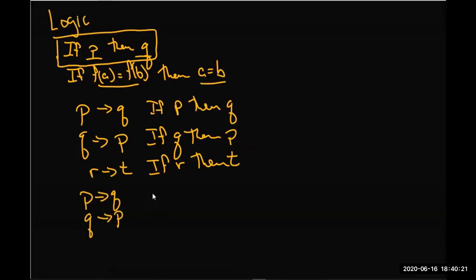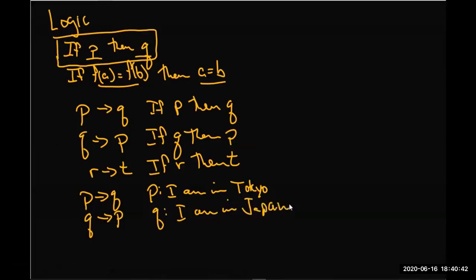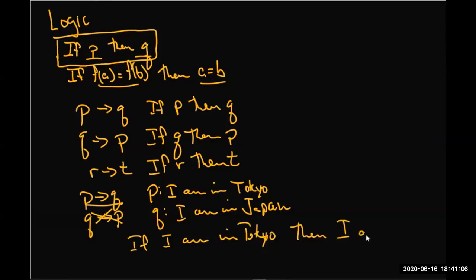So let's see that. Well, let's think about it. Let's suppose we say P is I am in Tokyo, and Q is I am in Japan. Okay, so what does this say? If P, then Q. So what is that? If I am in Tokyo, then I am in Japan. Let's just write it out. If I am in Tokyo, then I am in Japan. Okay, so that's what that means.